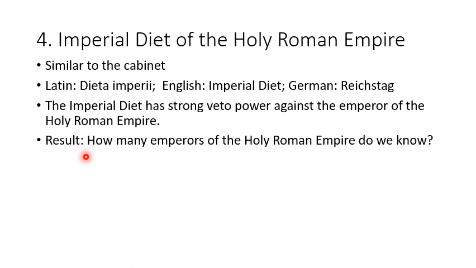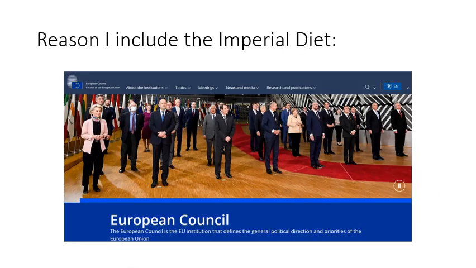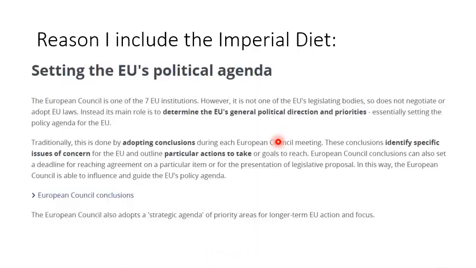So how many emperors of the Holy Roman Empire do we know? Not very many, right? And why is that? That's because the emperor's power was severely curtailed and challenged by the imperial diet. And the reason I include the imperial diet is this: the European Council. I feel that the European Council is very similar to the imperial diet, because the European Council determines the EU's general political direction and priorities.